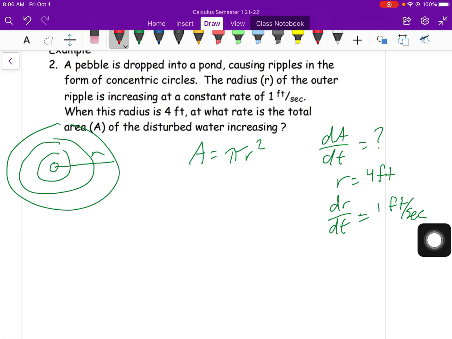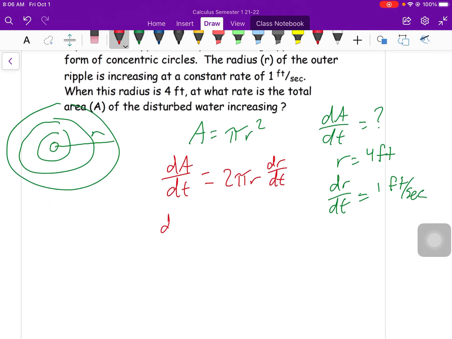So now we go ahead and take the derivative of all this stuff. The derivative of A with respect to time is dA/dt. Pi is just a constant, so I don't really worry about it. It's not a standalone constant, so it doesn't become 0 when I take the derivative. I'm going to take 2 pi r. That would be the derivative if the function was of just r, but the derivative of r with respect to time would be dr/dt. So now I can plug in the things that I know.